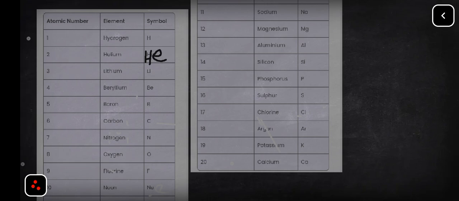That of calcium is Ca. So that is all for the first 20 elements, their symbols, and atomic number.